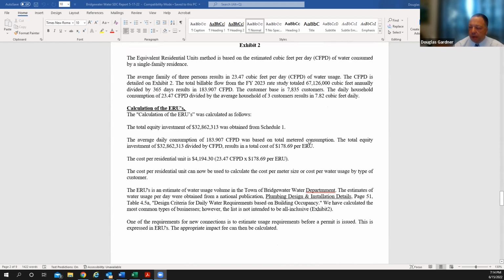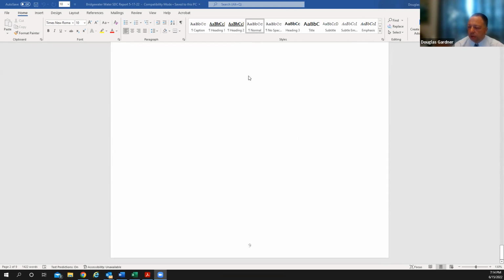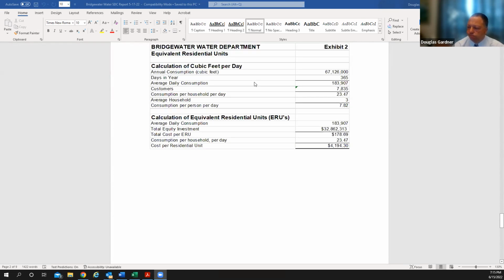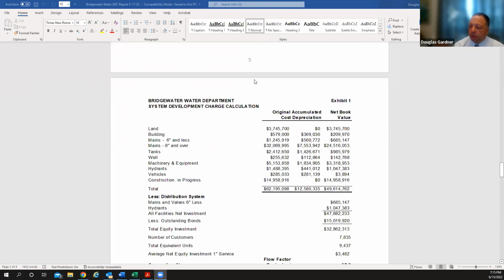Now, we also have, if a department or a business is going to expand their business, or if a homeowner is adding an addition to the property and adding 2 or 3 more bedrooms, they would pay a fee for the additional ability to draw from the water system. That's known as the equivalent residential unit. And we've come up with those charges as well. And they're outlined in, I believe, the exhibit.